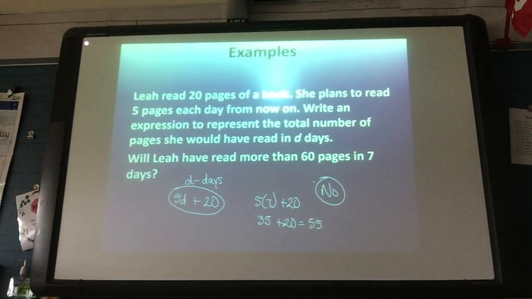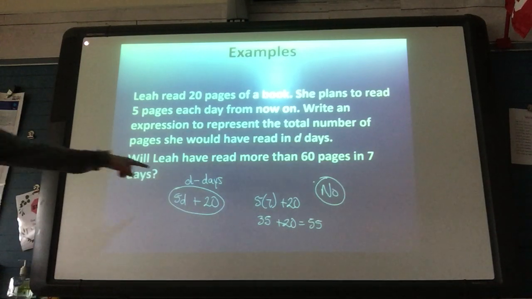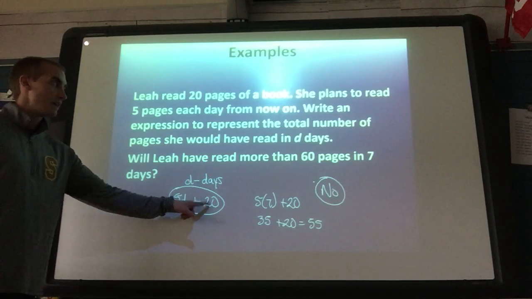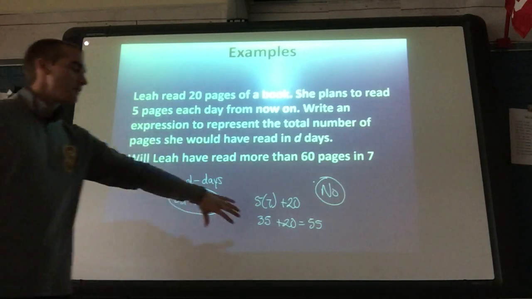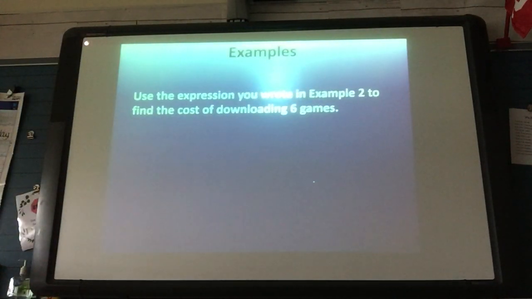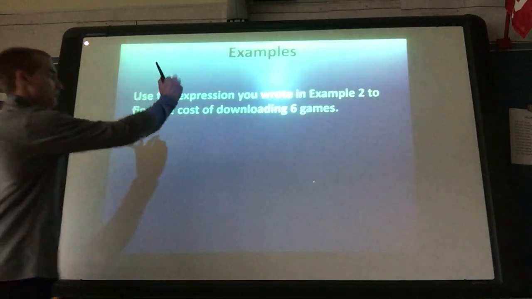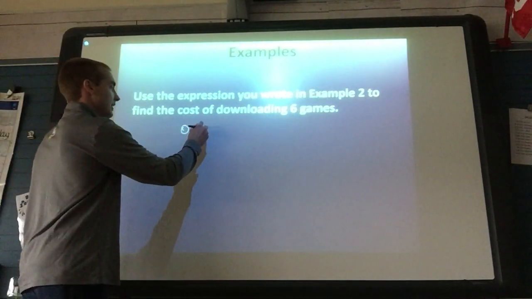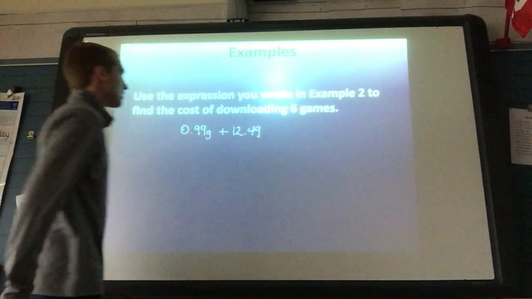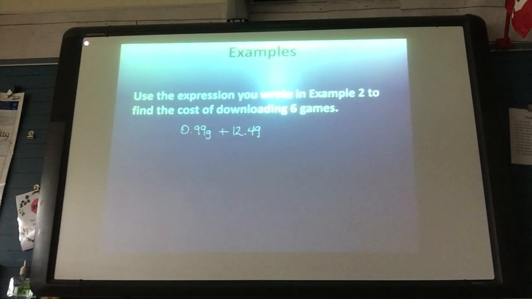Okay, hopefully you see those 3 steps. 1, define your variable, put the coefficient with days, 5 each day, and then add the extra 20 because she's already read it. And then if we need to plug in a number, we can. So the last question I want you all to do on your own as well is the expression that you wrote down in example 2. I believe it was 0.99G plus 12.49, to find the cost of downloading 6 games. So pause the video real quick and go ahead and figure out the cost of downloading 6 games.